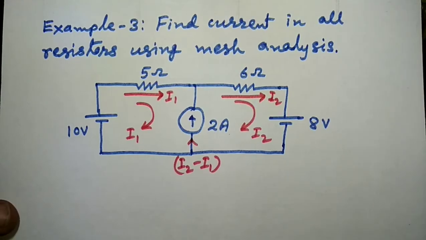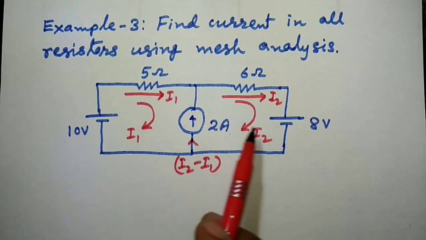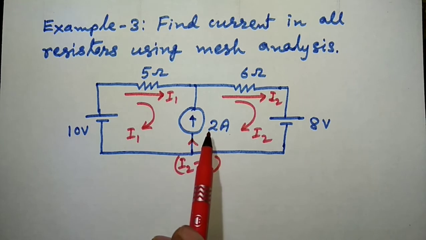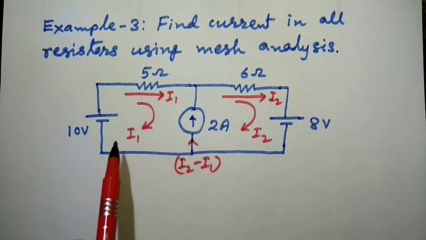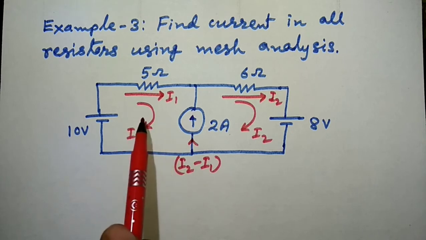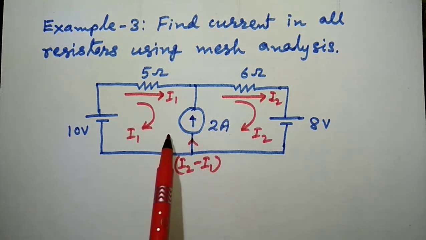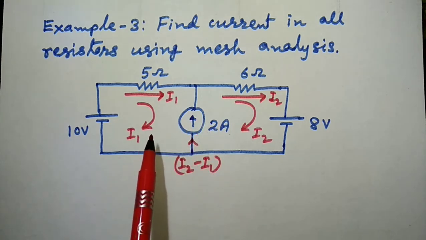The third example. Here we have to find the current in all the resistors using mesh analysis. In the circuit there are two voltage sources, 10 volt and 8 volt, and in between there is a current source of 2 ampere. So you can see that in this circuit we have two meshes, but there is a current source between the meshes. So this is the example of super mesh concept.